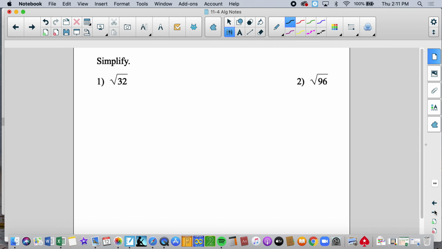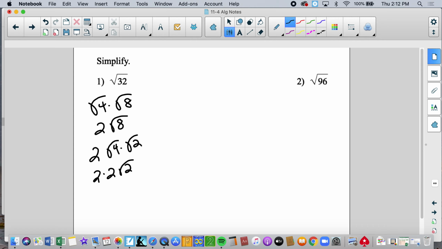Rad 32. I'm going to start with 4. Does 4 go into 32? Yeah, 4 times 8. So rad 4 times rad 8 gives me rad 32. Rad 4 simplifies to 2. Now I have to check and make sure, is 8 simplified? I'll start with 4. Does 4 go into 8? Yes, it does. Rad 4, rad 2, so it becomes 2 times rad 2. Now these 2's are both on the outside, so I can simplify them. 2 times 2 is 4. So my answer is 4 rad 2.